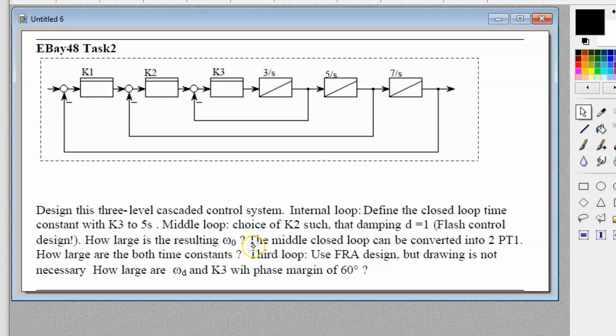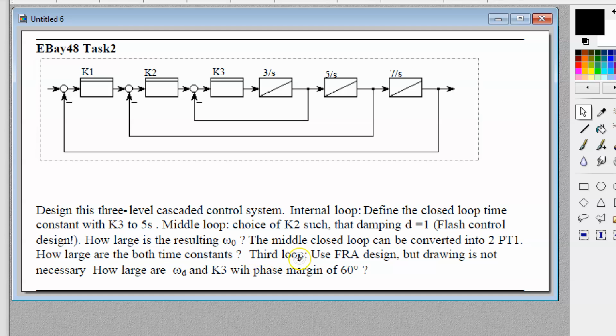Before we start here, note the hint in the task: the middle closed loop can be converted into 2PT1. So it can be converted, we should do this. If there is a hint that it can be converted, of course I assume that you will do this in this task. How large are both time constants? This question should be solved. So we convert the PT2 into 2 PT1s. Look into the workbook on the correct page.